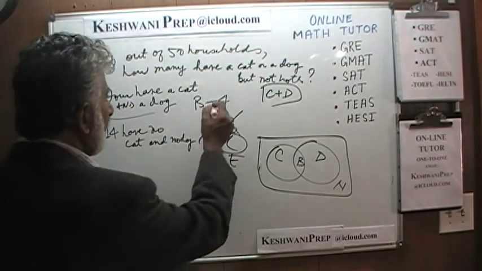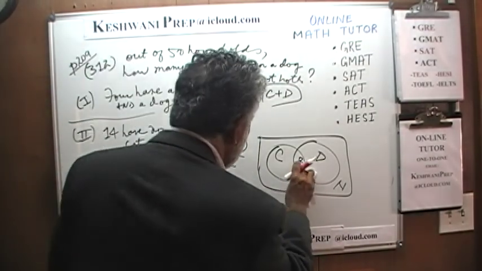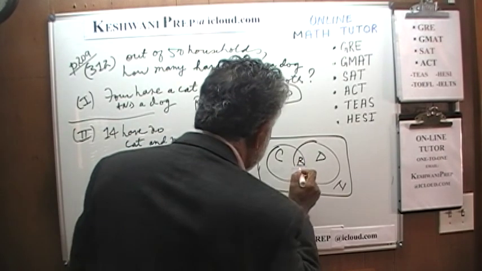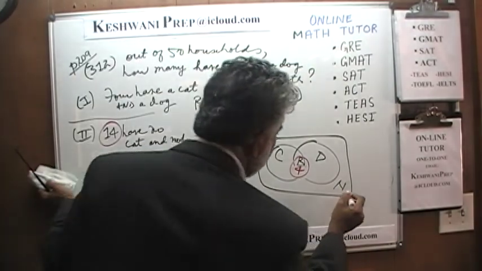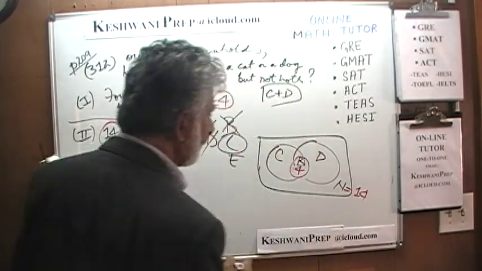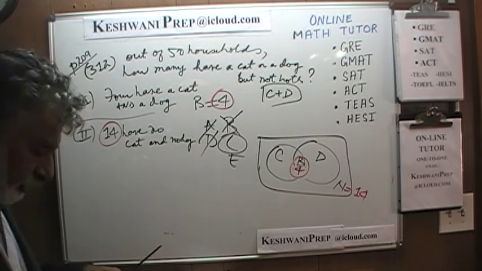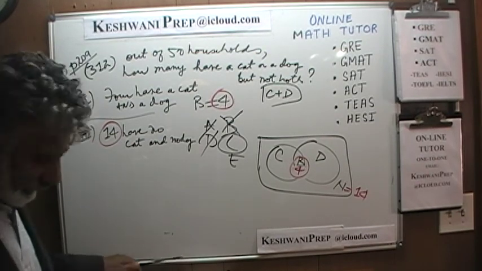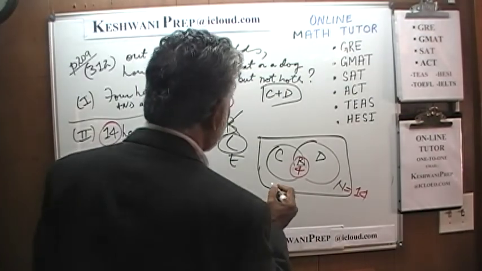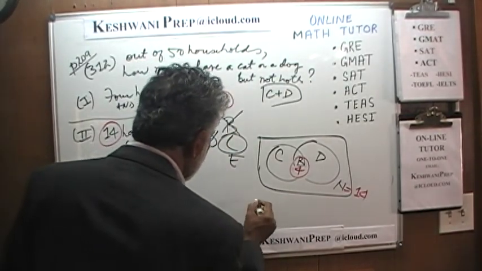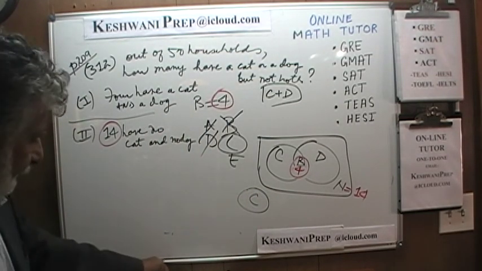Because we know now B is 4. We know this guy is 4, and we are just told that N is 14. And altogether, there are 50 of them. So we can figure out C plus D. We don't have to do it in the exam. We just have to realize that it can be done. The answer is C. Putting the two statements together will do the job nicely.